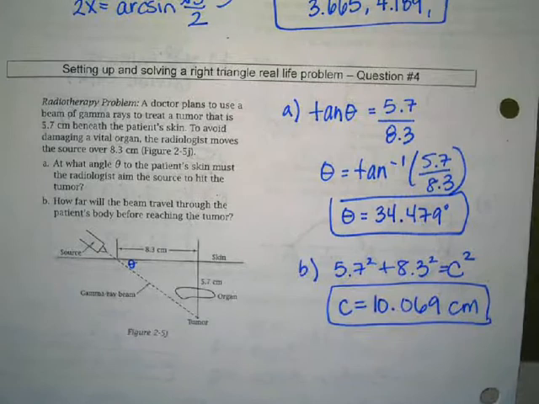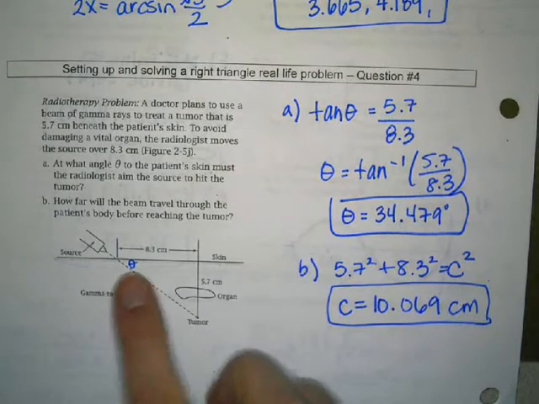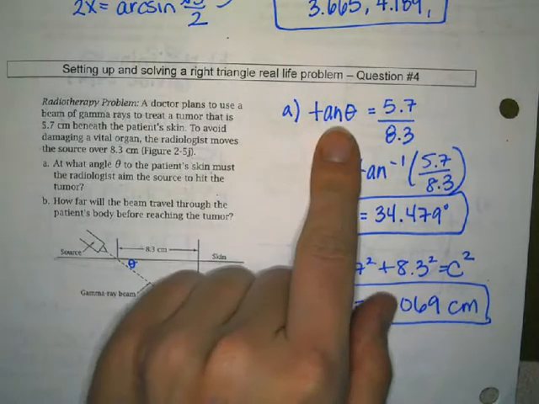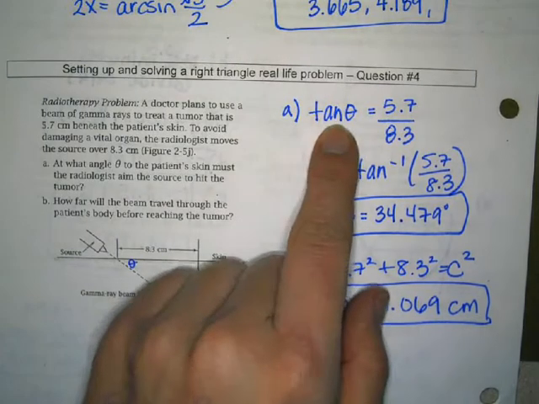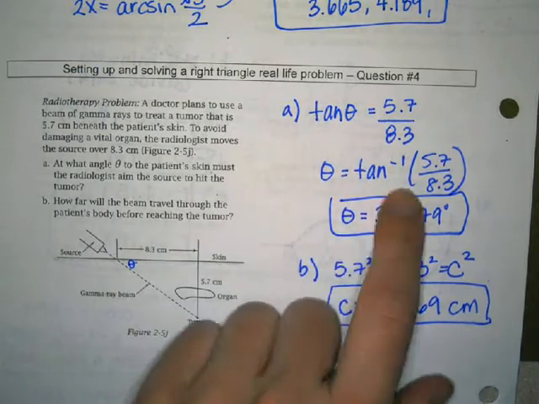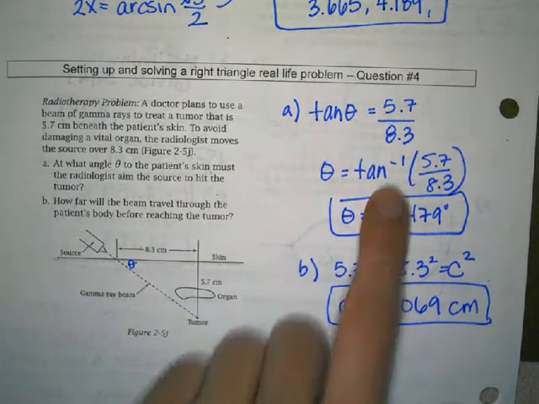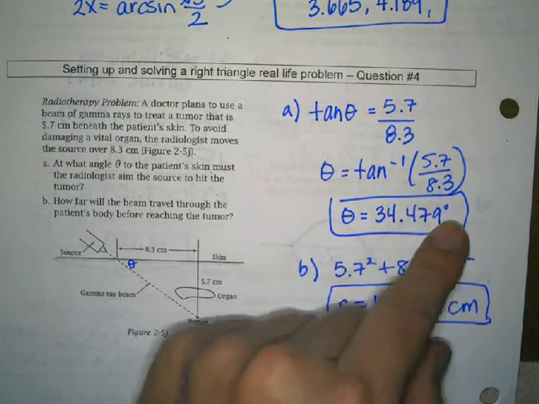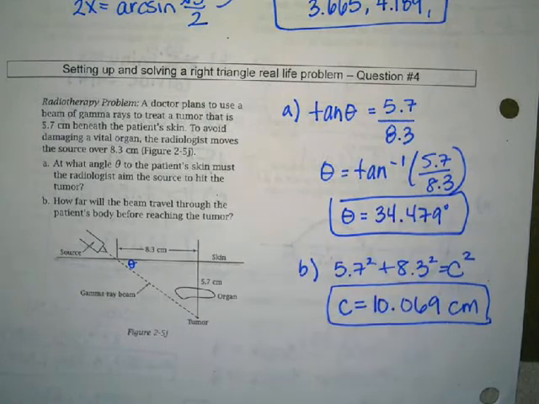This is just dealing with a right triangle here. We're supposed to find theta. You're given the opposite side and the adjacent side, so I set it up as a tangent problem. To find theta, I'm going to find tangent of theta equals 5.7 over 8.3. Take the arctan of both sides, but because we're working in the triangle, I only really need the one answer, so I didn't bother with the general solution. I just wrote down my degree value there. So theta is 34.479.